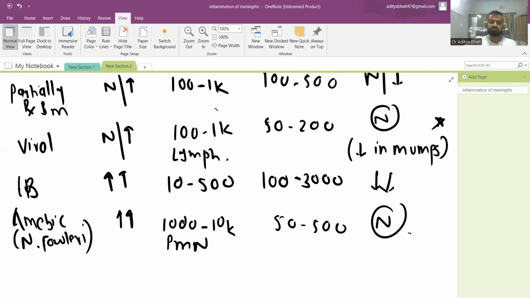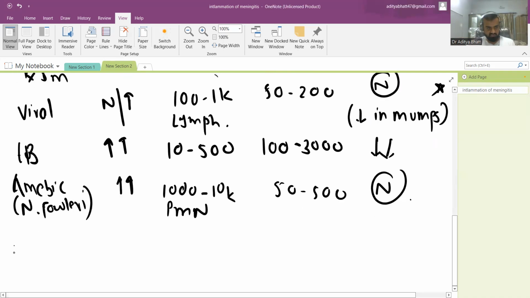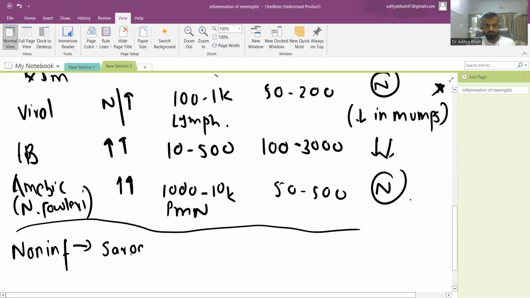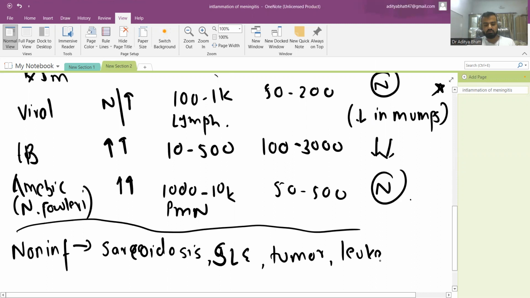If someone asks you what are the non-infectious causes of meningitis or encephalitis, then it is sarcoidosis. This is over. Okay, sarcoidosis, and autoimmune diseases like SLE. SLE is a common cause, and tumor, leukemia. Then ADEM, acute demyelinating encephalomyelitis, and autoimmune encephalitis.